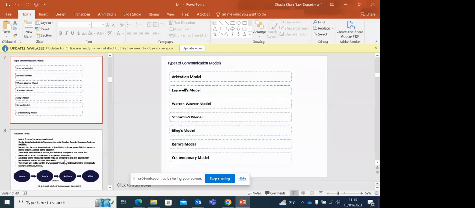So there's different types of models that are used. Why do we rely on these models? Why do you think we rely, as an individual or as an organization, on different models?